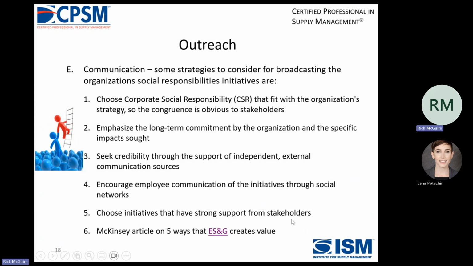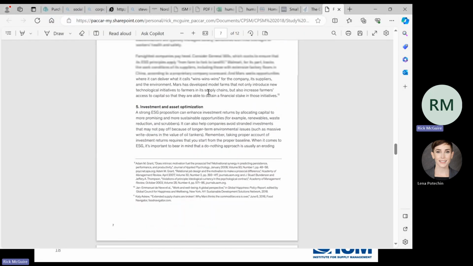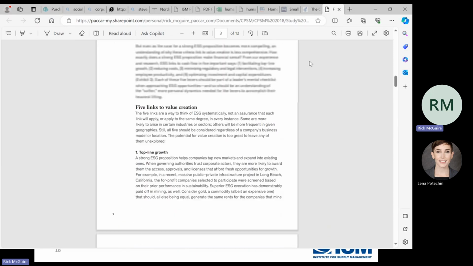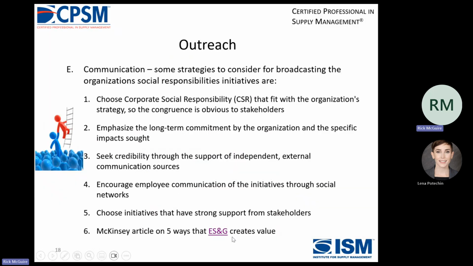And here's an article that McKinsey wrote on environmental, social, and governance, and why you want to do it. It's 4 or 5, maybe half a dozen pages. Creates how it creates value for the corporation.